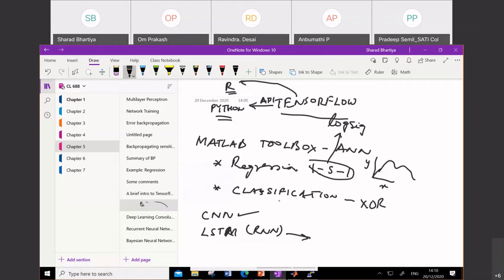I'm not sure if TensorFlow has an API with MATLAB. It probably does, but I have used it in R, and a lot of my students have used it in Python. So yeah, let's start.